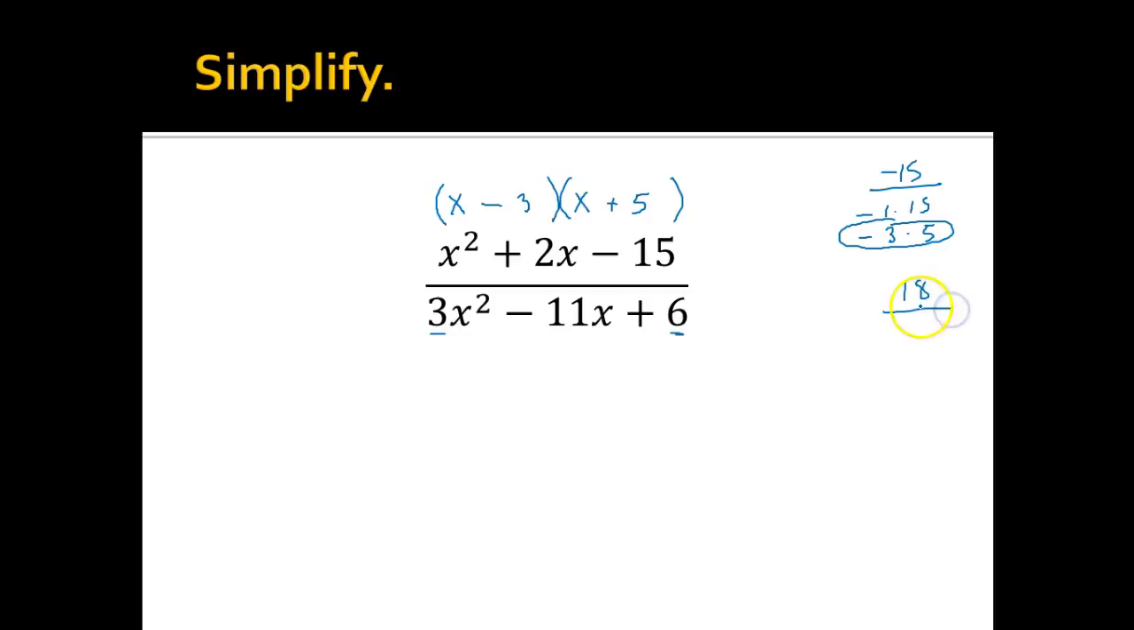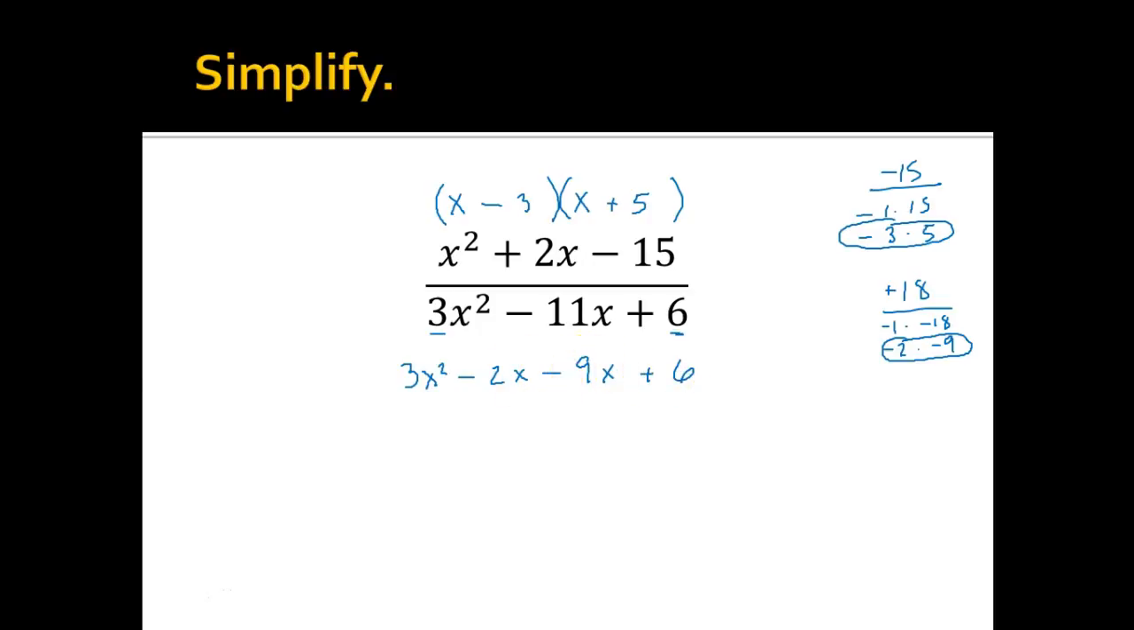And then we ask the same question: what factors of 18 add up to -11? We know they have to be negative numbers, since a negative times a negative is a positive 18. So -1 times -18, -2 times -9, and wouldn't you know it, there it is again. -2 plus -9 is -11. So we're going to take this and split that middle term apart: 3x squared minus 2x minus 9x plus 6. So we split that middle term apart.